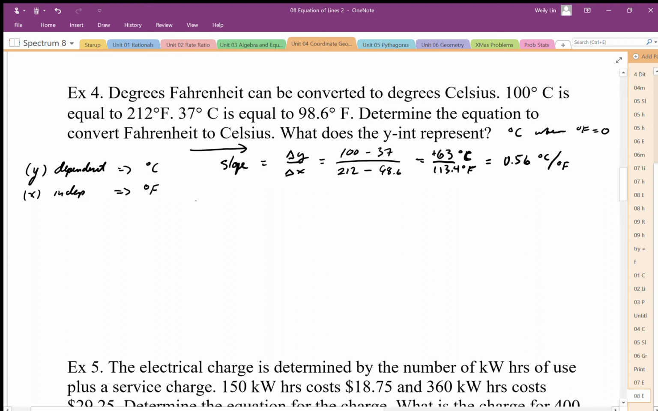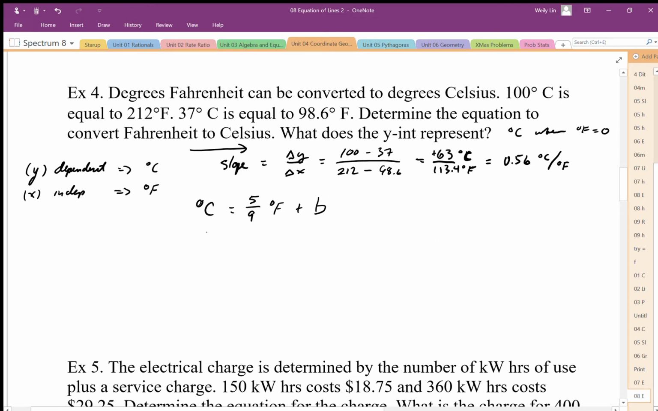Okay, so I'm going to start writing my equation. Degrees Celsius is equal to, so y equals mx plus b. My slope is going to be 0.56. Actually, I think I'm going to use the actual fraction. When we simplify that fraction, we're going to get 5 over 9. So 5 over 9 times degrees Fahrenheit plus the y-intercept is going to give us our equation that converts Fahrenheit to Celsius. To work this out, we can plug in any pair of degrees Celsius and degrees Fahrenheit.